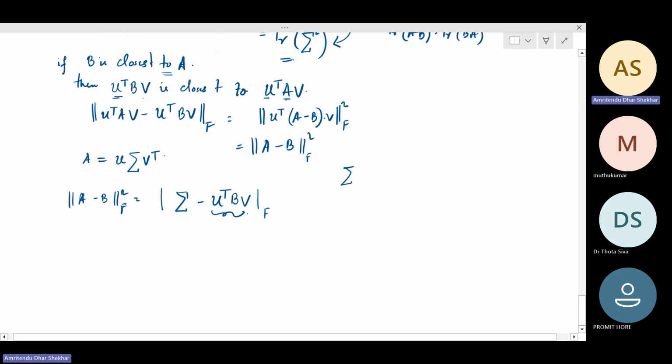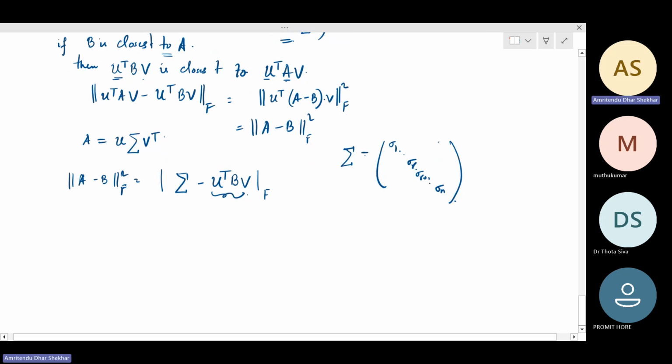So let's say this sigma looks like this: sigma 1 up to sigma r, and then zeros, or let's write it as sigma r plus 1 up to sigma n. So then, right, choose this. Just give me 1 minute.